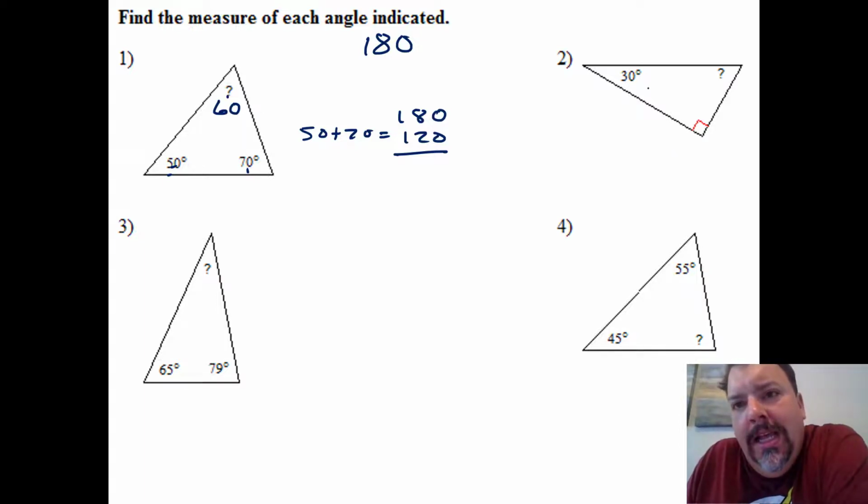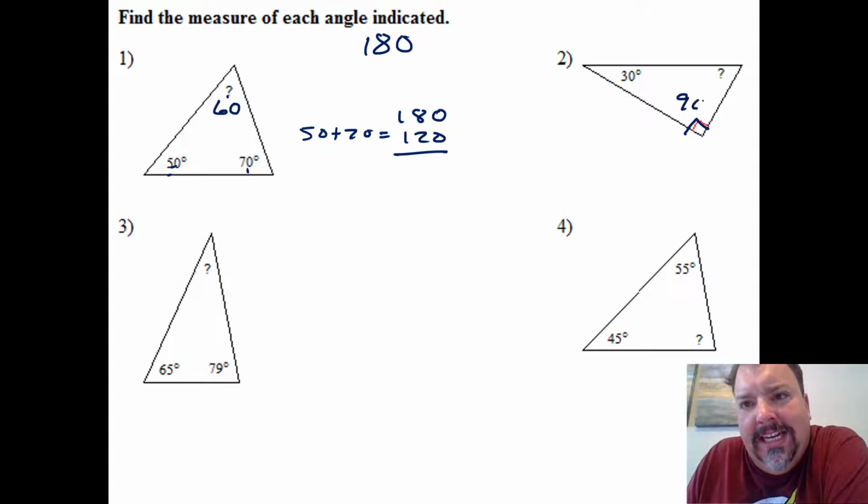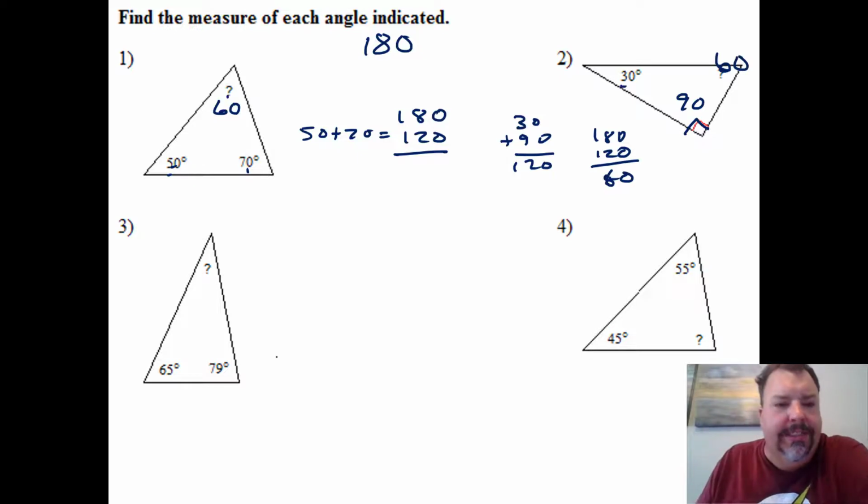Number 2, here's a right angle. So how much is that? That's 90. This is 30. 30 plus 90 is, again, 120. 180 minus 120, 60 degrees. So this missing angle also has to be 60 degrees.